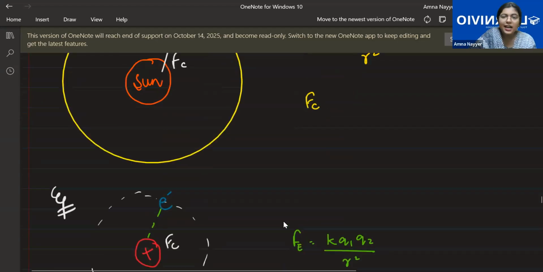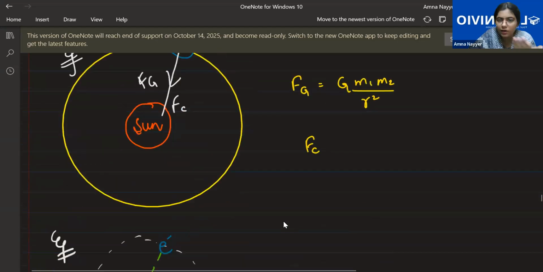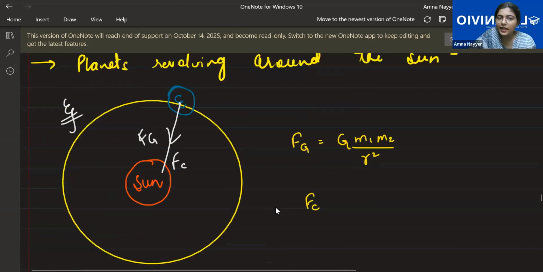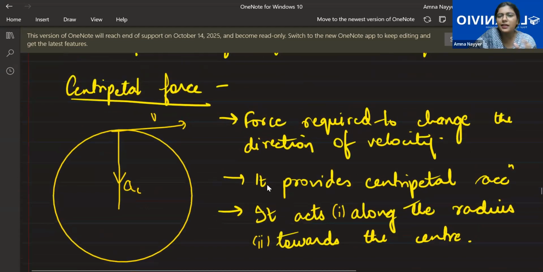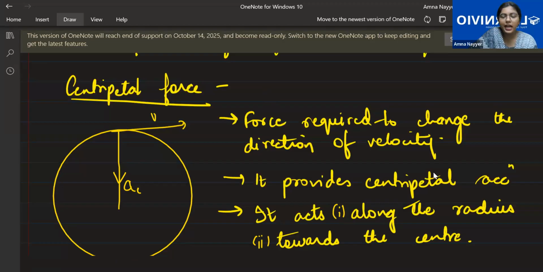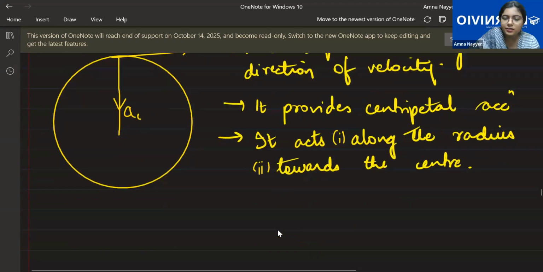What I mean to say is that the centripetal force is not a real force like gravitational, electrostatic, or friction. Centripetal force is like a demand, a requirement that has to be fulfilled by some force, so that the body remains intact in a circular motion. The force which is required to change the direction of the velocity provides a centripetal acceleration, and it acts along the radius towards the center.